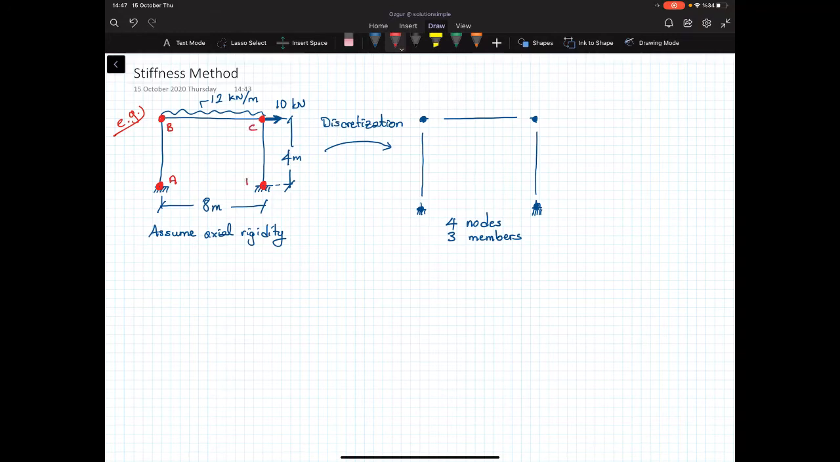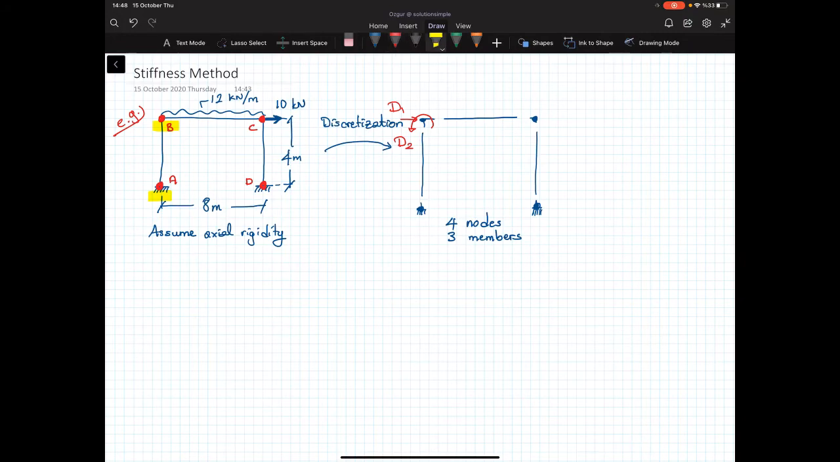So A, B, C, D. At point A, we have a fixed support, so all the degrees of freedom are equal to 0. Now let's come to point B. Can it move in the upward direction? The answer is no, because the column is rigid. It cannot deform axially. Can it move in the horizontal direction? The answer is yes. So let's put a degree of freedom here. Sorry, I erased this one. Let's call it D1. Can point B rotate? The answer is yes. So that's our second degree of freedom.